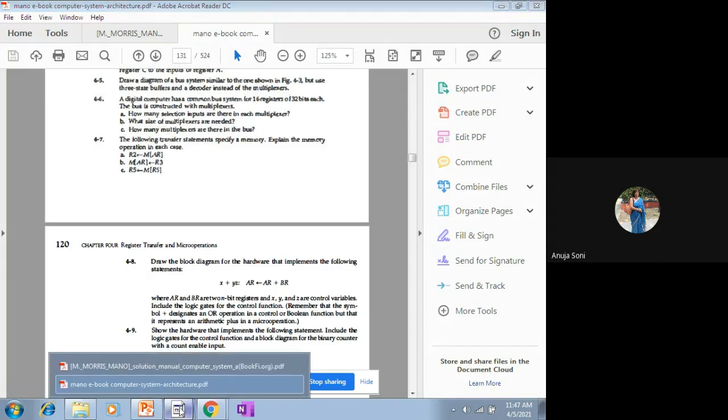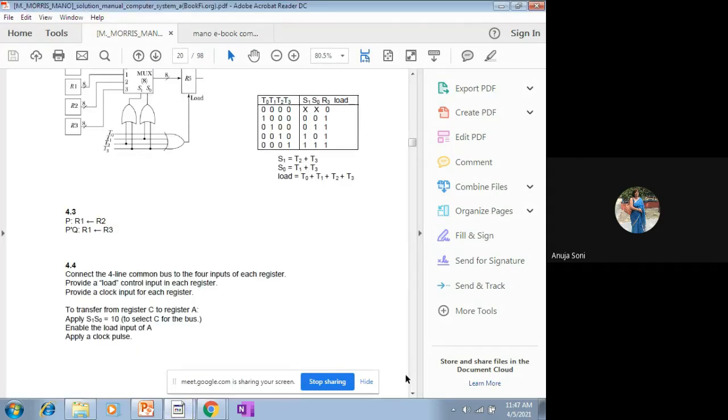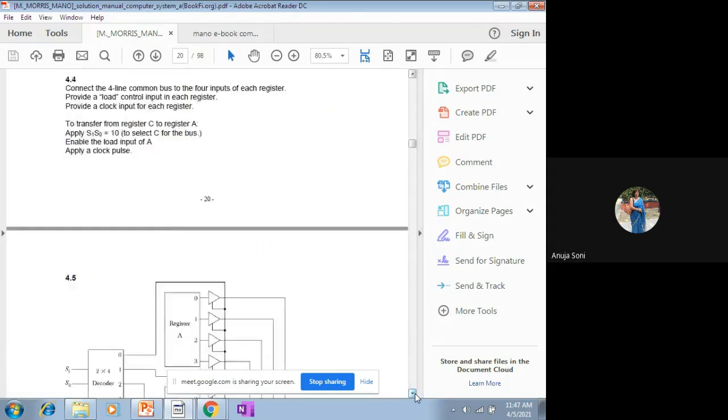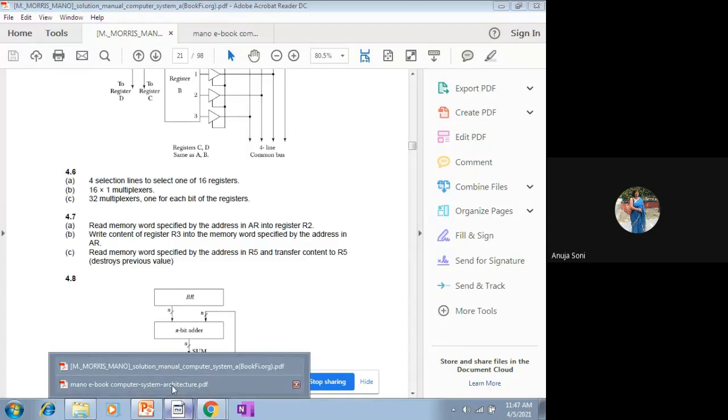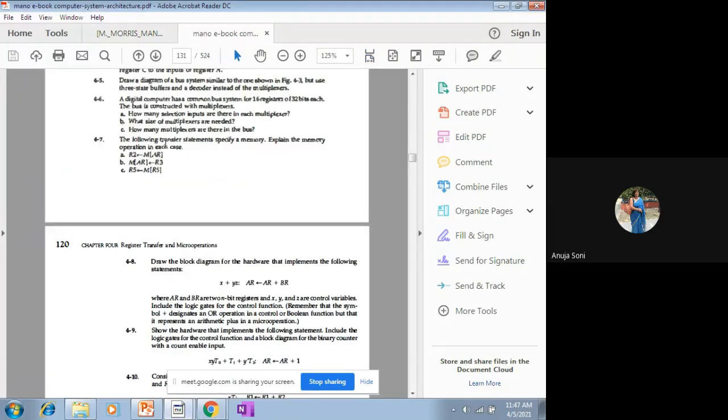Come to 4.7. What is it actually doing? Read memory words specified by the address into the register R2. You have to specify its meaning basically. The following register transfer statements specify memory, explain the memory operation in each case. In words you have to specify what actually is going to happen.